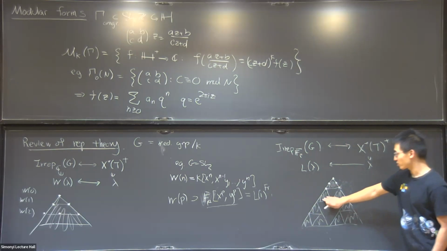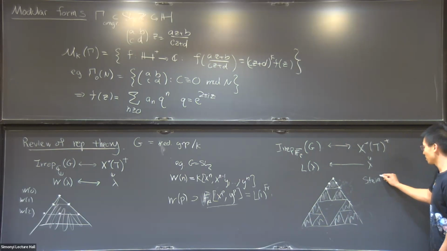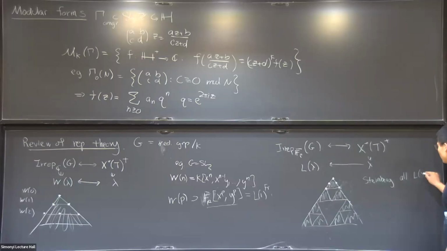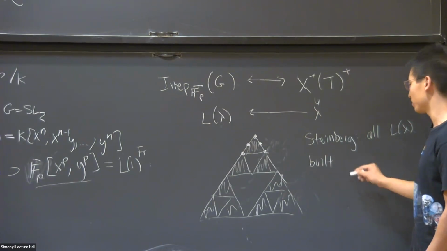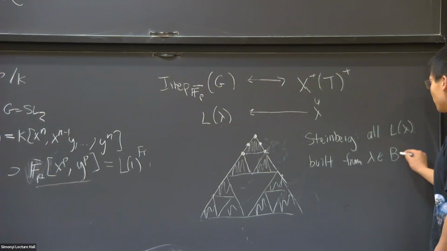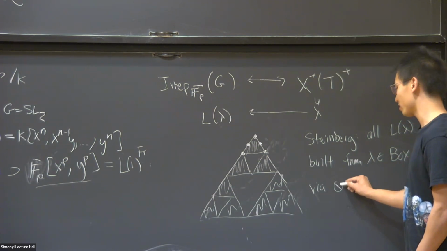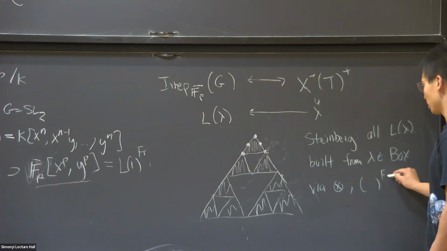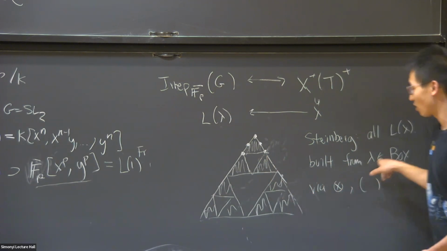In fact, this repetitive structure we're seeing is a reflection of something called Steinberg's theorem, which says that all the L of lambdas, all the simple representations here, are built from some elemental ones. Let's say they are built from the ones where lambda is inside something called the fundamental box, by taking tensor products and Frobenius twists.